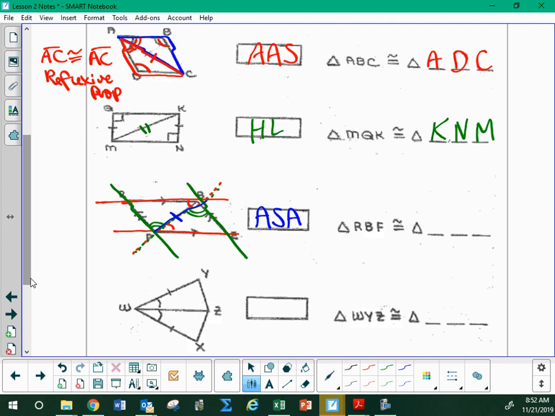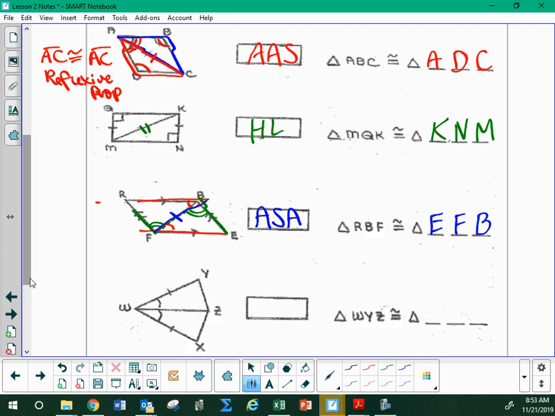Okay, so we've got to be careful here. I'm going to erase so I can see my letters a little bit better. So it says RBF is congruent to what? EFE. EFE, good.